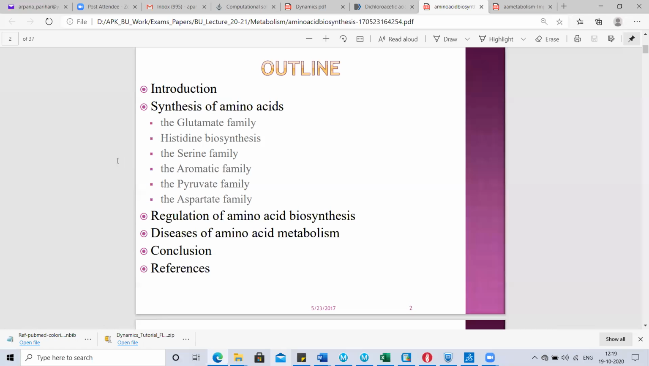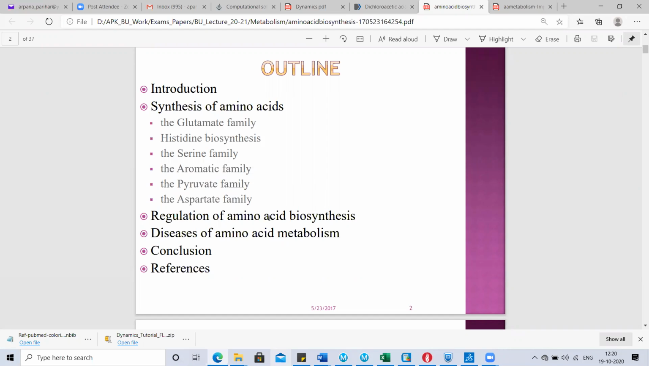Amino acids, on the basis of their synthesis, can be categorized into various families, and there are almost 6 families. First is the glutamate family. Second is histidine, whose biosynthesis occurs separately, hence it is put into a separate class. The third is the serine family, fourth is the aromatic family, fifth is the pyruvate family, and sixth is the aspartate family.